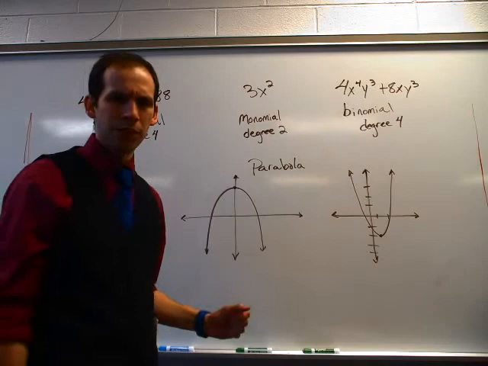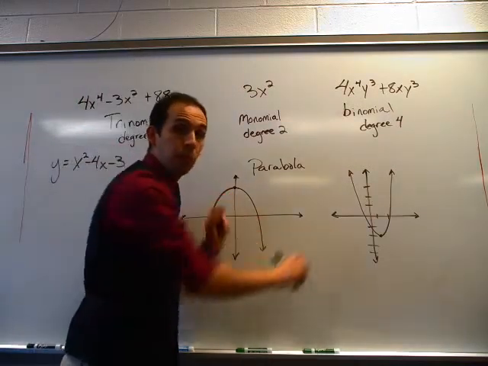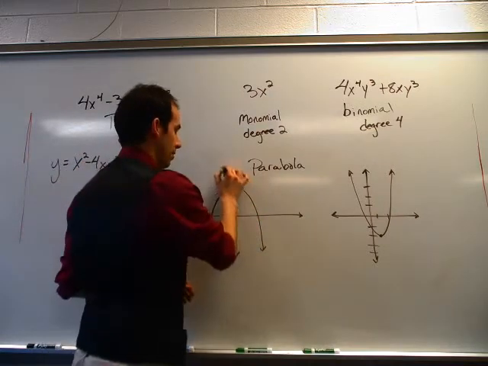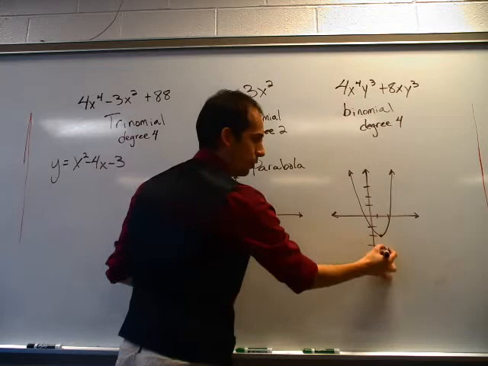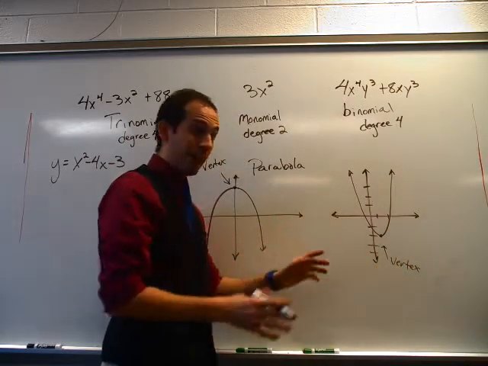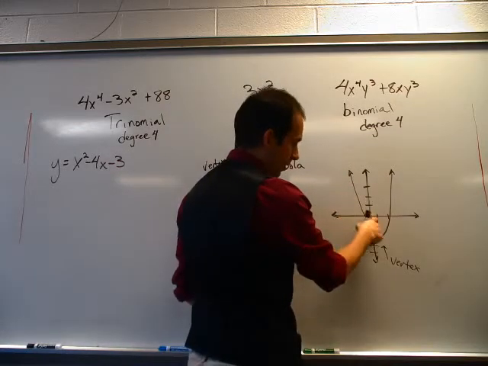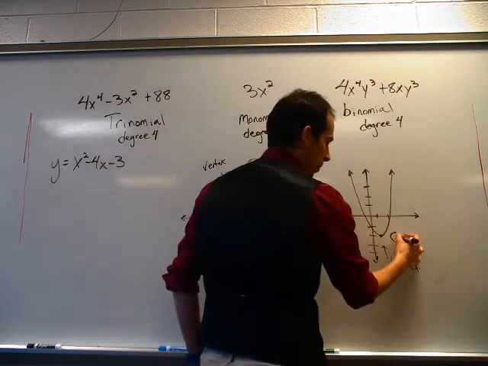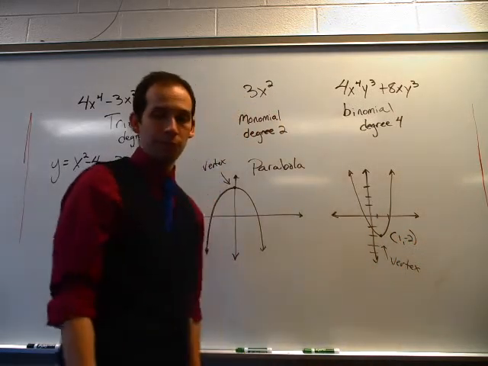The next thing it asks you for is find the coordinate of the vertex. Now that maximum or minimum point is called the vertex. Okay? And what they want you to do is identify the ordered pair that describes that vertex. So here I go 1 and then down 2. So the ordered pair for this vertex is (1, -2). That is your vertex coordinate.